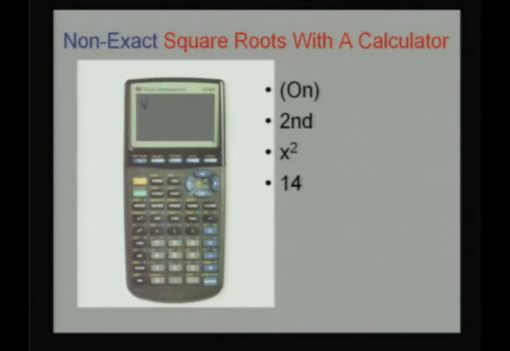Well, 14 is not going to come out even. I suspect it's going to be less than 4, because the square root of 16 is 4. So I get square root of 14. I hit my enter, and it gives me an answer. Well, it's an approximation. Remember, it's not exact. These non-exact square roots really go on forever, as you know.